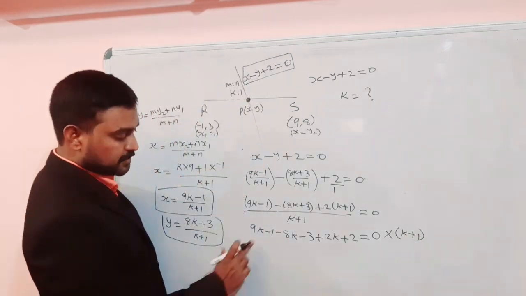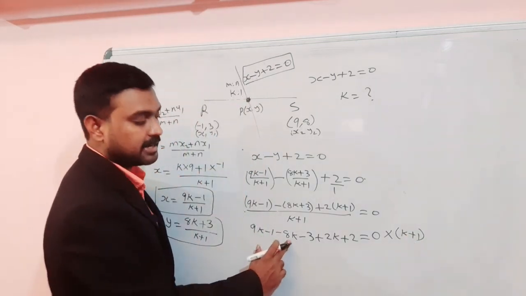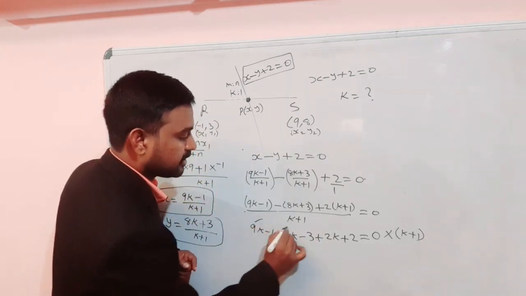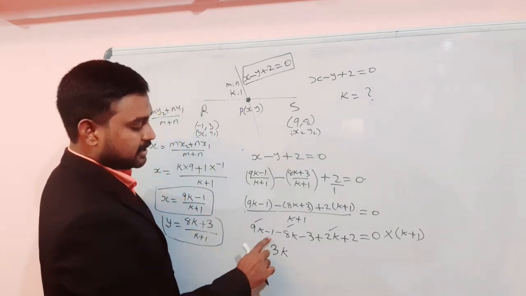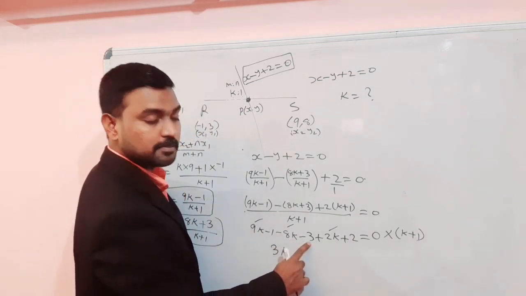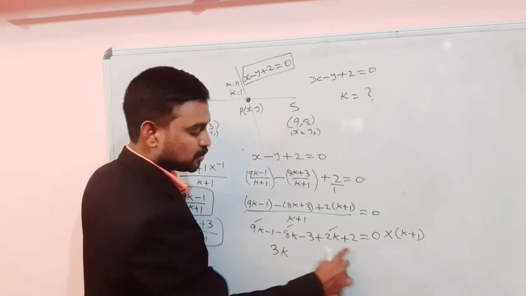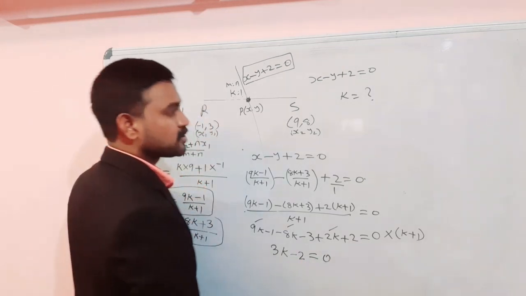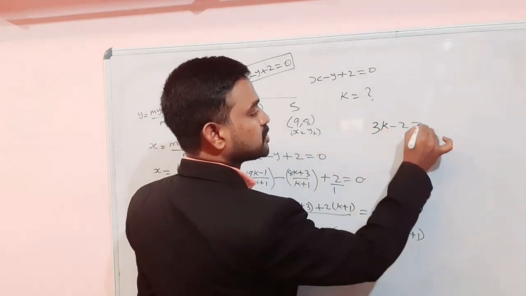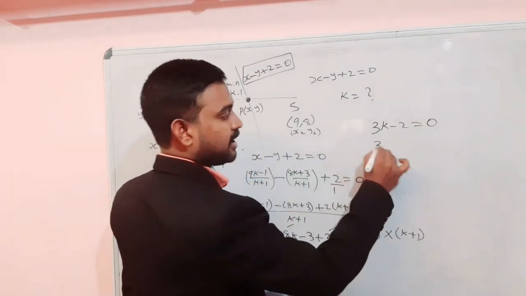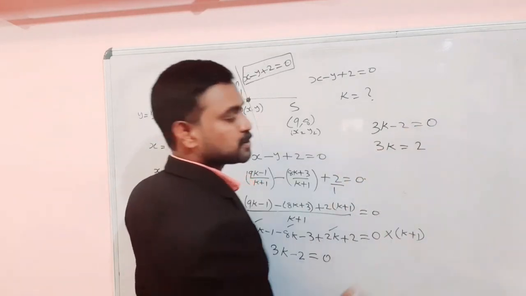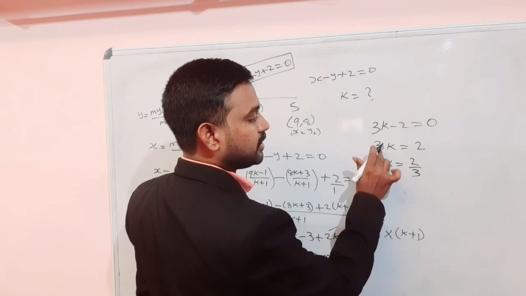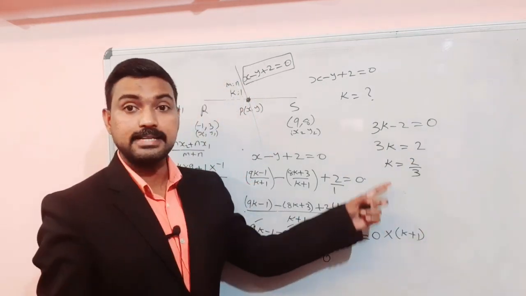My dear students, just observe here: 9k minus 8k is 1k. 1k plus 2k is equal to 3k. So we get 3k. We added these three terms. Now here it is minus 1 minus 3, which means minus 4. Minus 4 plus 2 is minus 2, which is equal to 0. So we got 3k minus 2 is equal to 0. Now 3k is equal to minus 2 transposed to the right side, it will be plus 2. So we got k is equal to 2 by 3. Here 3 multiplies, if it is transposed to the right side, it is division. k is equal to 2 by 3.